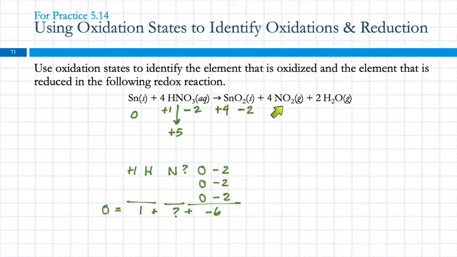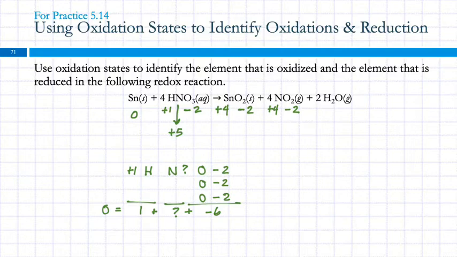Here we have NO2, a molecular compound. Who gets to choose first, nitrogen or oxygen? Oxygen. F765, oxygen comes before group 5. So the oxygen's going to choose -2. What does the nitrogen have to be? +4. Now, this coefficient of 4 in front has nothing to do with it. That just says there's 4 of these molecules. In each of these molecules, we have 2 oxygens, each with a -2 oxidation state, and 1 nitrogen with a +4 oxidation state.